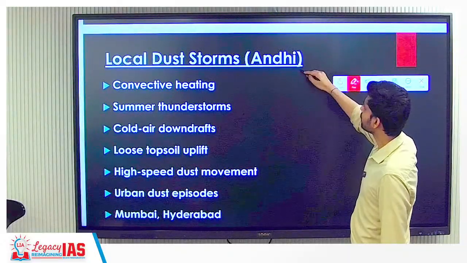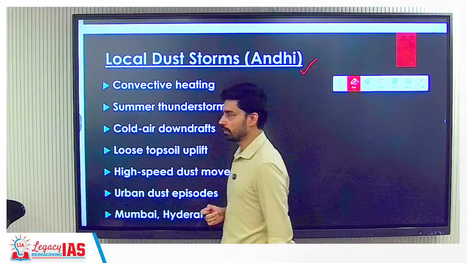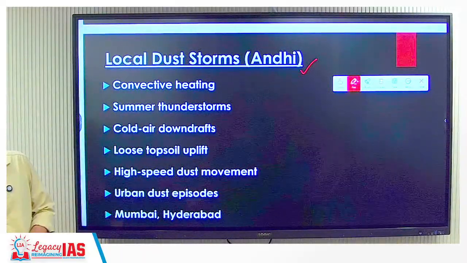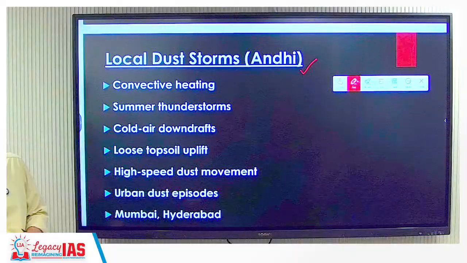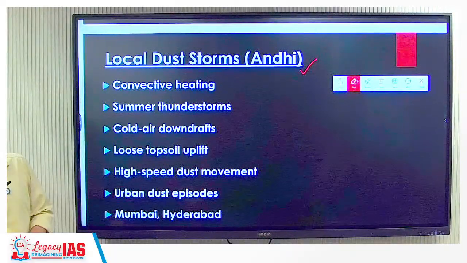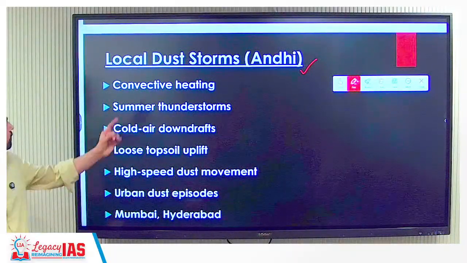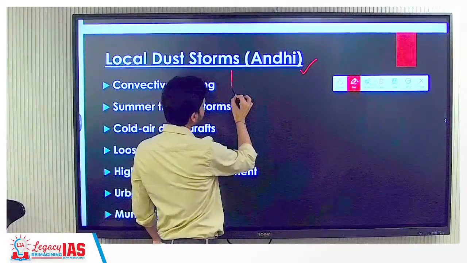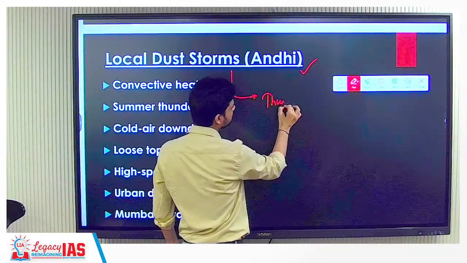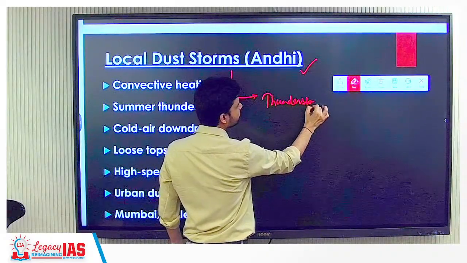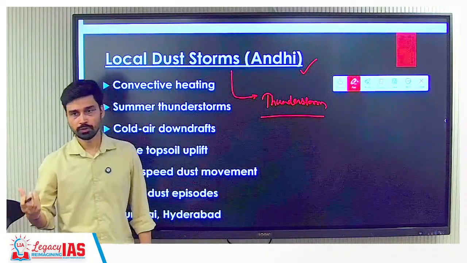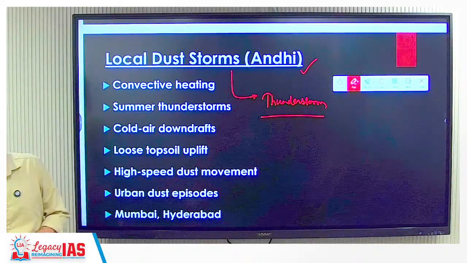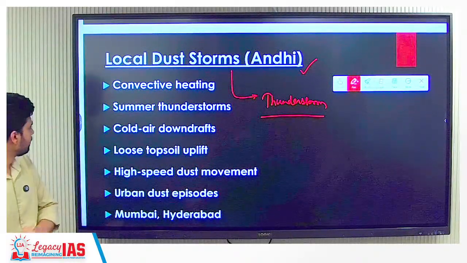Similarly, the other reason given is the local dust storm, that is, the generation of Andhi, right? Andhi means thunderstorm. In Bengaluru you would have experienced thunderstorms. In northern India, because the moisture content is less, what do you experience? Dust storm. Convective heating, the dust storm is the same mechanism. We have covered this in weather phenomena, thunderstorms. Three stages we have discussed: the updraft stage, then the cumulonimbus stage, and then the downdraft stage where the thunderstorm disappears.